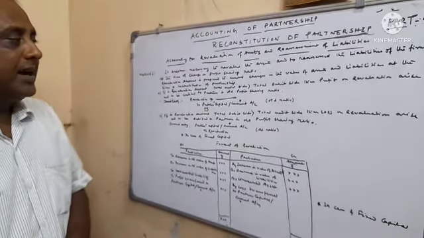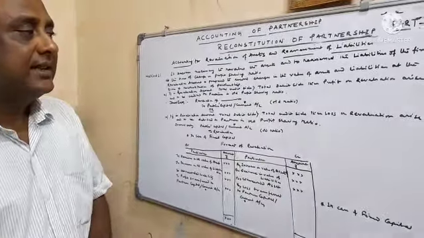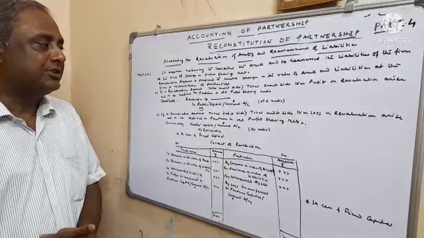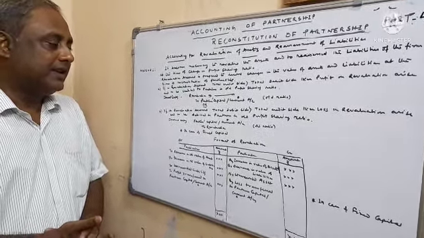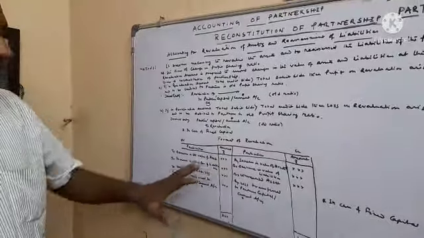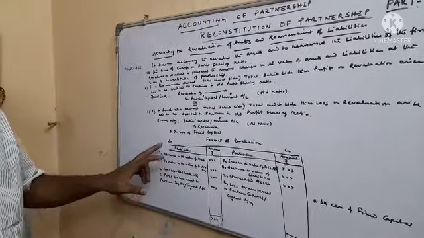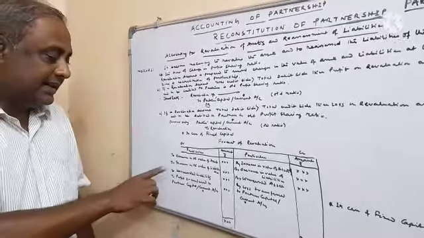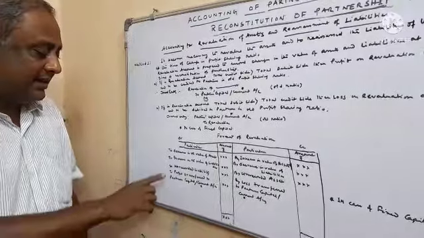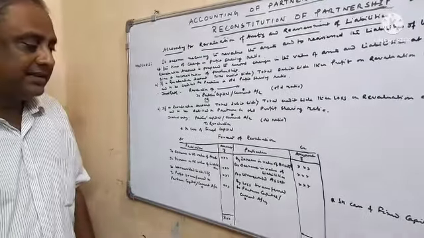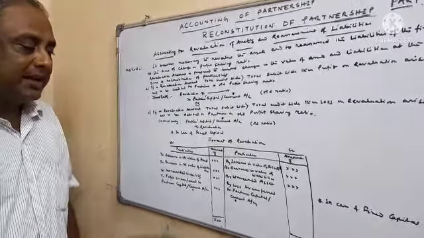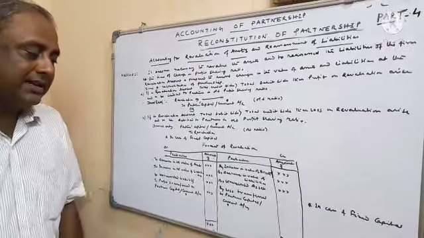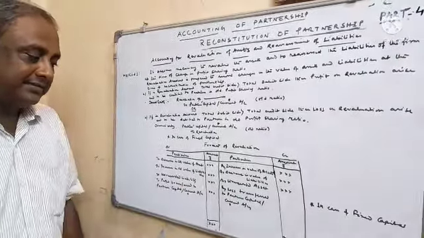Revaluation account is prepared to record the changes in the value of assets and liabilities at the time of reconstitution of partnership. So what is revaluation account? Format of revaluation account. Debit side, what items will come? Decrease in the value of asset, increase in the value of liabilities, unrecorded liability. Credit side, what entries will be recorded? Increase in the value of asset, decrease in the value of liabilities, unrecorded asset.